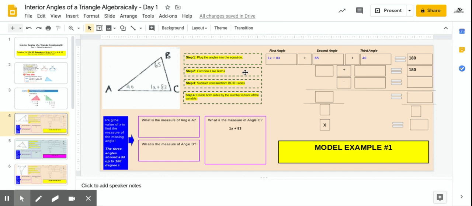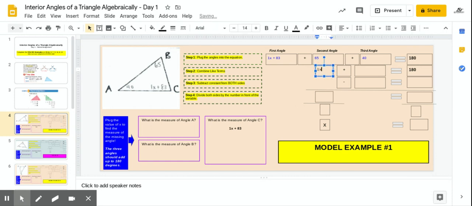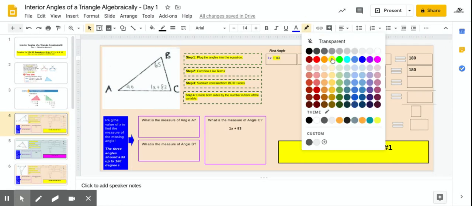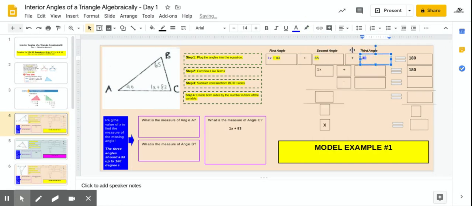So the first thing we have to do is combine like terms. If I look at this 1x here, I don't have any like terms with the 1x, okay? Because remember, a like term has to have the same variable. So I'm simply going to bring down or rewrite that 1x. But now my like terms are positive 83, positive 65, and positive 40.